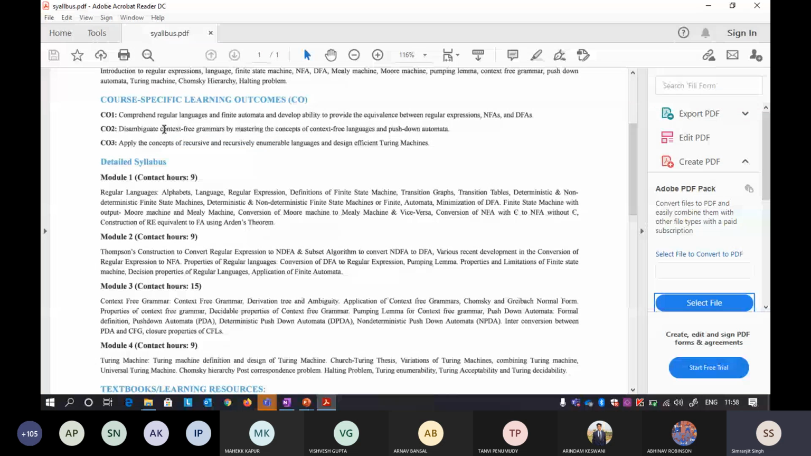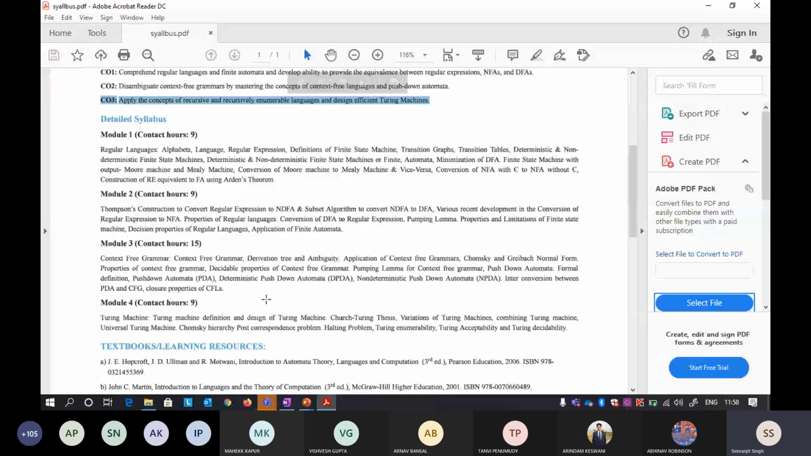You already know about context free grammar. We have designed pushdown automata, and I think you are experts in that too. So NFA, DFA, and all the course learning objectives have been successfully completed. I have covered all the parts.